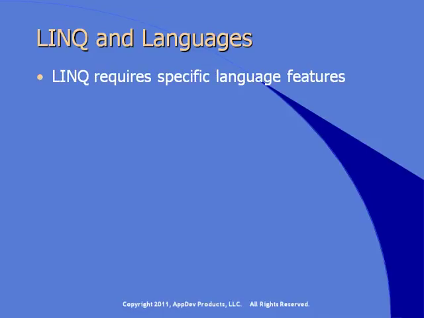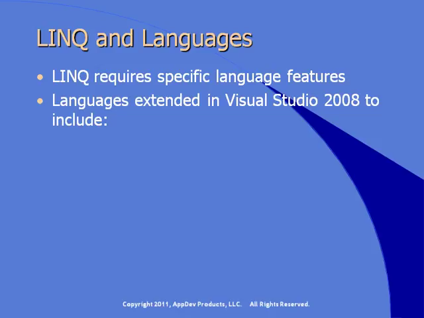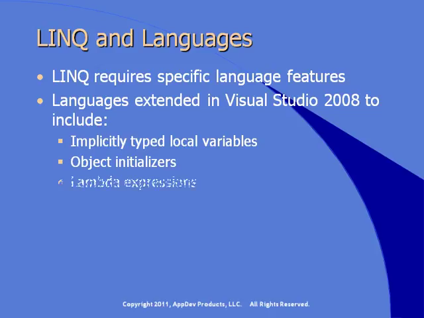In order to make LINQ work, they have to have specific language features that enable the dynamic nature of LINQ queries. In Visual Studio 2008, both Visual Basic and C# were extended to include the following features: implicitly typed local variables, object initializers, lambda expressions, extension methods, and anonymous types. Throughout this section and the next, we'll be looking at each of these as they apply to working with a very simple sample application that really has nothing to do with LINQ. We'll just use these features that were added because of LINQ.